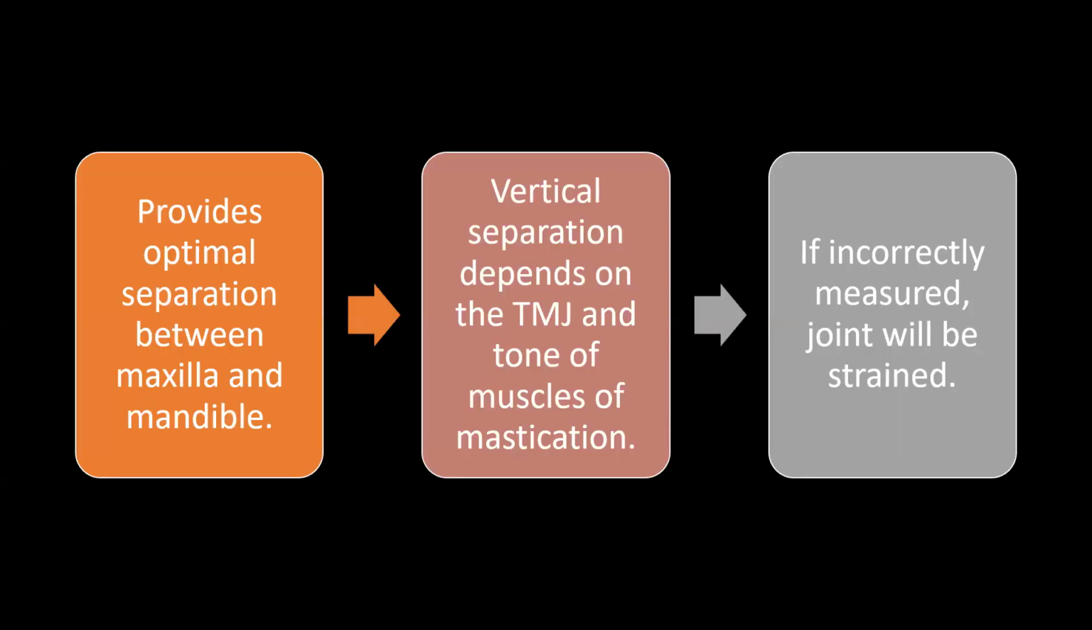So, what does this vertical jaw relation or the vertical dimension emphasize or relate? It provides an optimal separation between the maxilla and the mandible. The vertical separation depends on the temporomandibular joint and the tone of the muscles of mastication. And what would happen if this is dependent on the TMJ and the muscles of mastication? An incorrect measurement, which means an increase or the decrease, is going to directly affect the temporomandibular joint or the muscles of mastication, which would be strained and thereby leading to changes later.